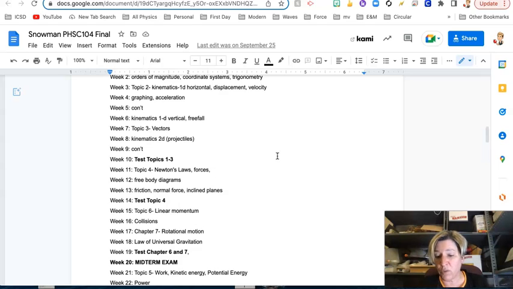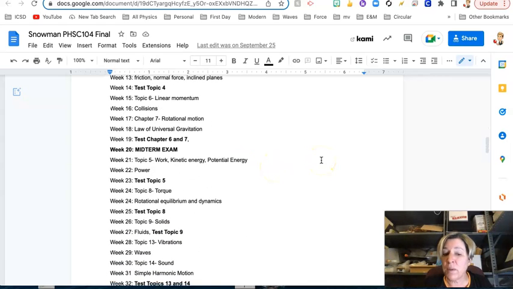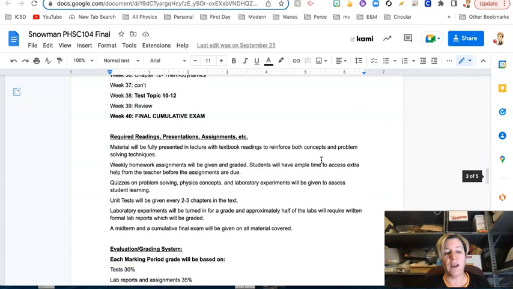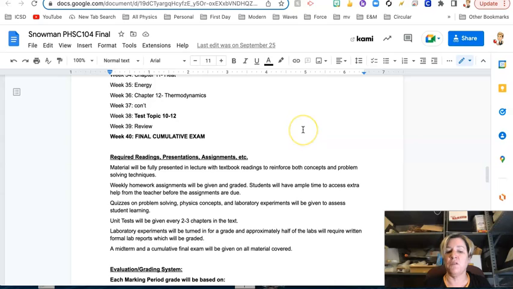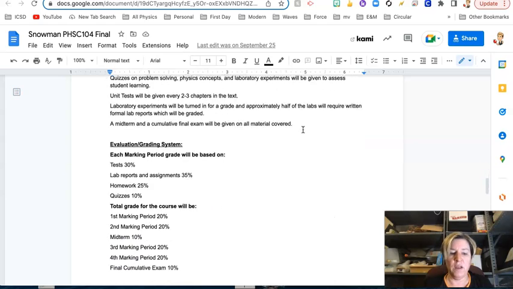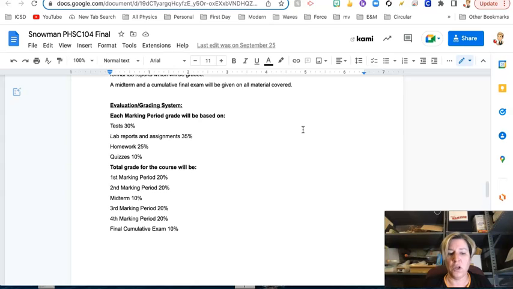We have quizzes every week or two, and then there will be tests, big tests like several times a year. And then there will be a midterm exam that is cumulative up to that point, and a final exam that is cumulative for the entire year. Okay, the grading stuff is right here. You can take a look at how that is done.